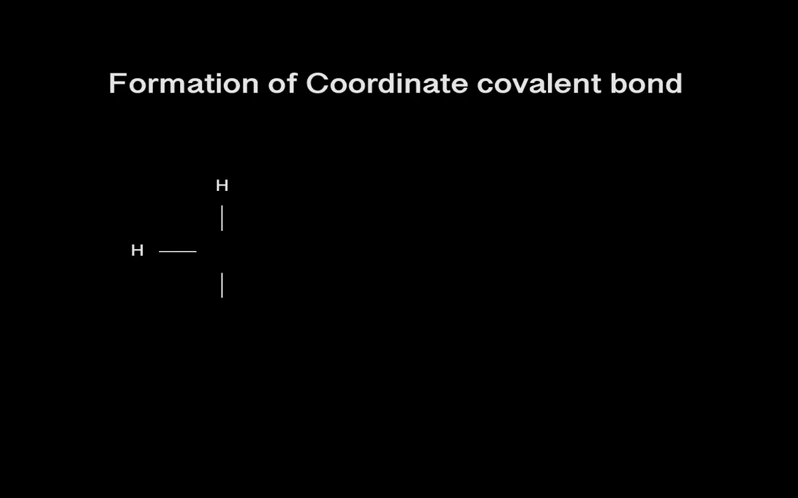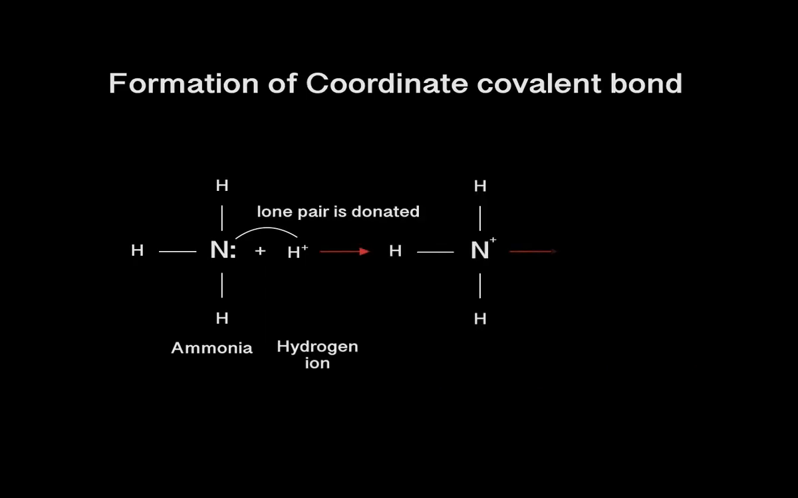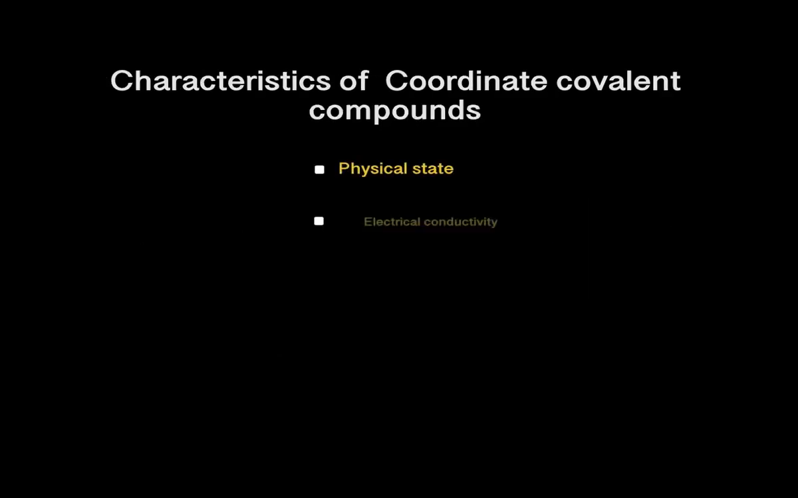Formation of coordinate covalent bond. Characteristics of coordinate covalent compounds: physical state, electrical conductivity, melting point, solubility, reactions.